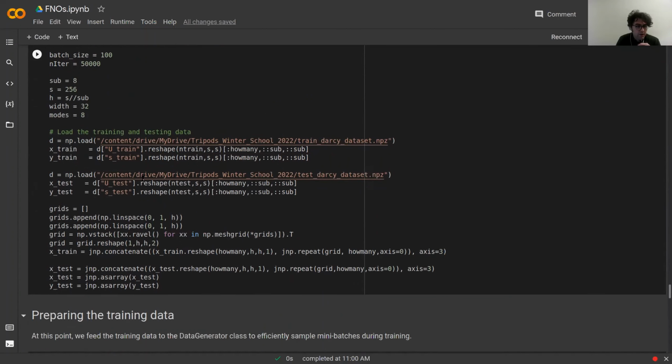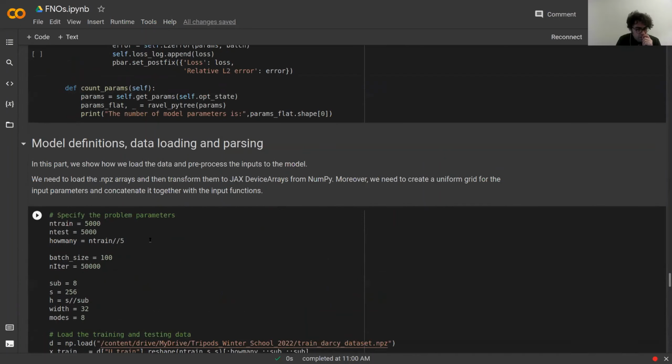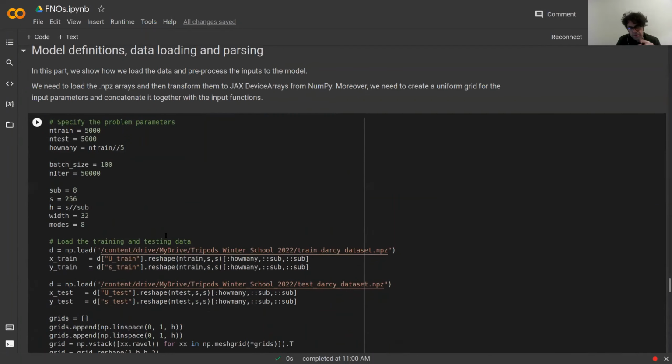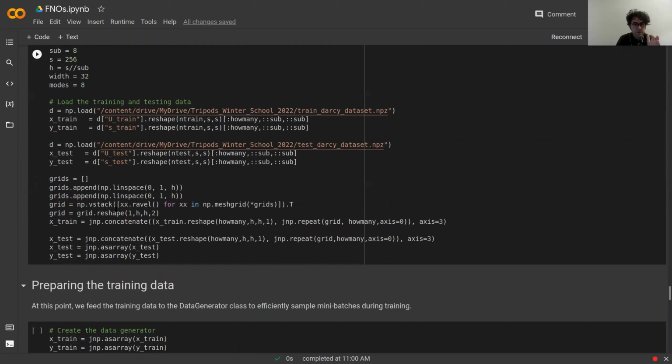So here we also compute the grid, right? And then, oh, something that I forgot. This R matrix, right? The matrix with the complex-valued parameters. So if you see here, we will create a grid, the input grid, like the spatial grid, which is the same as the output grid, and then we will concatenate it with the input function samples. And this is the input to our model.